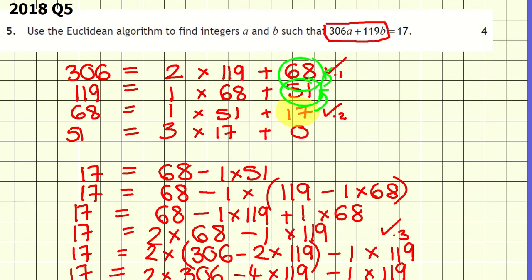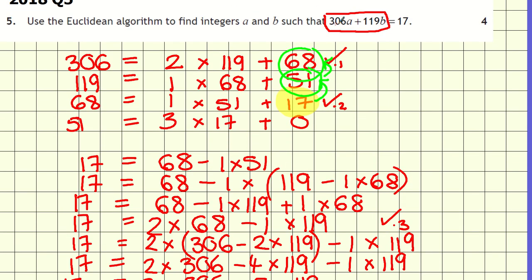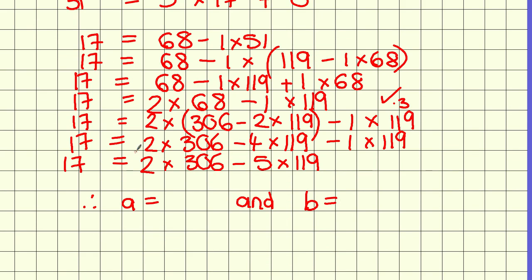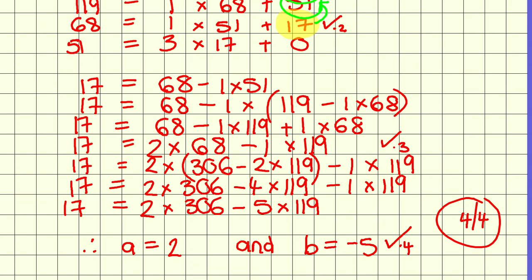Yeah, so let's find integers a and b. So let's just write down a equals, and b equals. So a was the number attached to the 306, which must be 2. And then b's number is attached to 119, which is minus 5. And that's your fourth mark here. Okay, so that's how you do that sort of question.